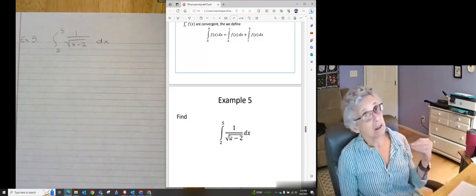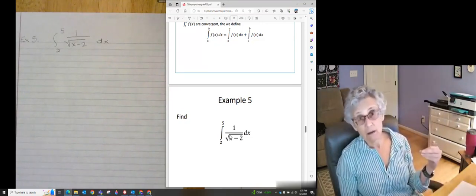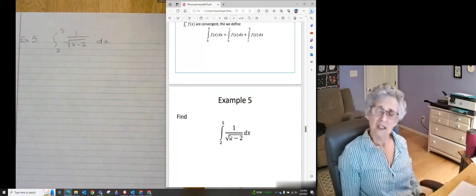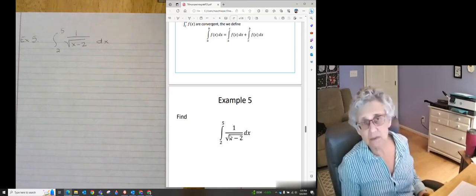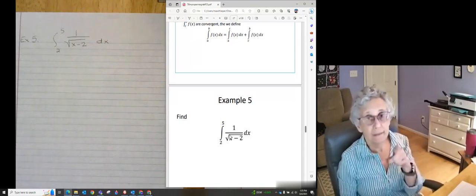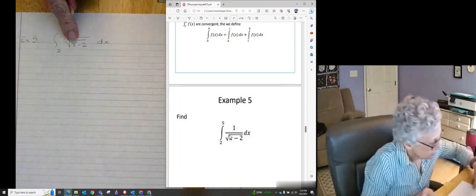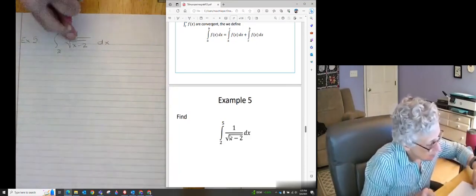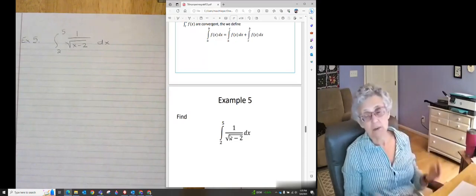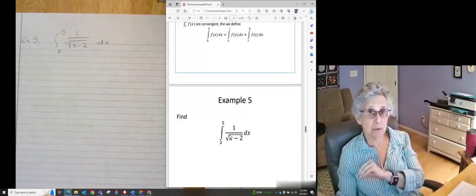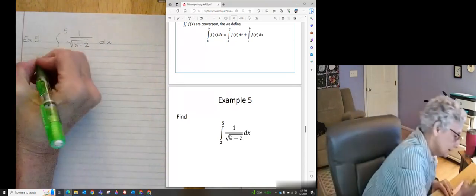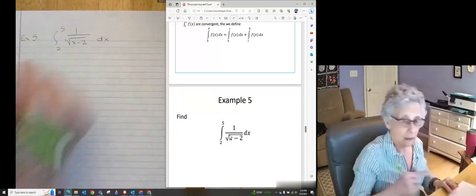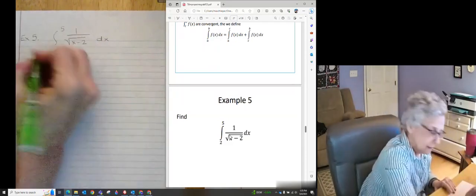Now, if you don't think about it hard enough, you may think, oh, that's easy. It's just the fundamental theorem of calculus. Take the antiderivative and plug in the endpoints. Nuh-uh, because if you plug 2 into this, you have a vertical asymptote. That makes this an improper integral. So you have to do a limit. You've got a bad guy. 2 is your bad guy.